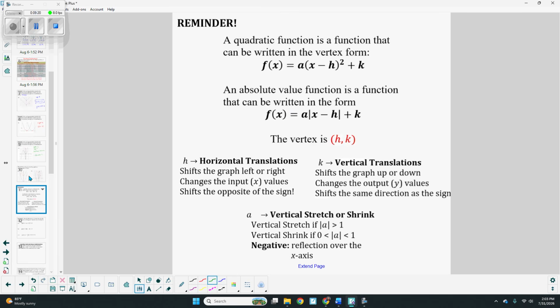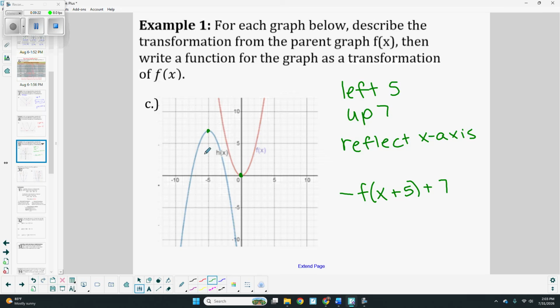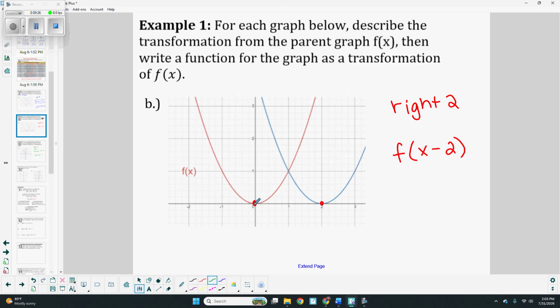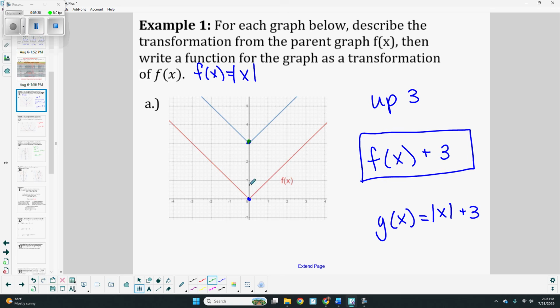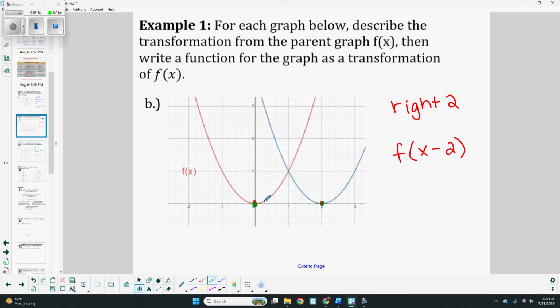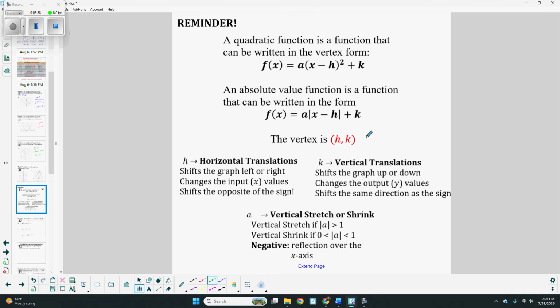And I'm just going to go back to those last 3 examples. That point that I used for all 3 of them is the vertex. It's where it changes direction. It's the very pointy part of the V, or it's the very turning point of the U. So h comma k will be the vertex for each of them.